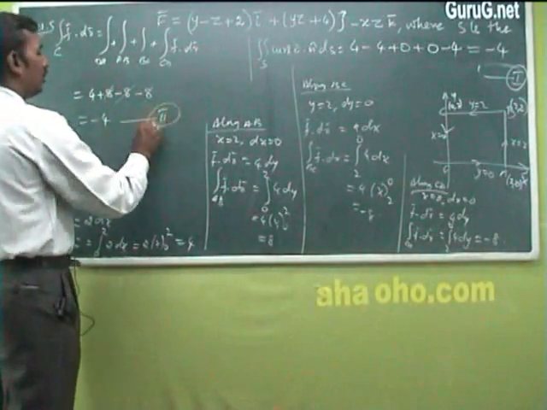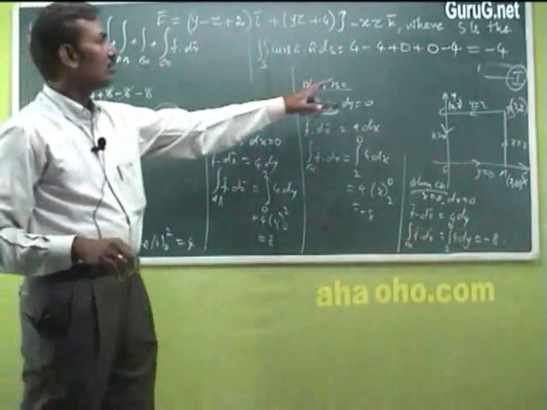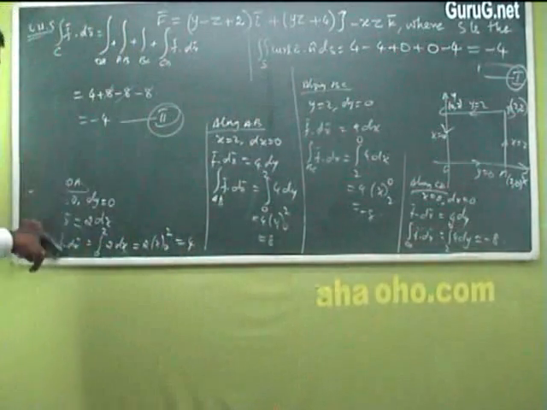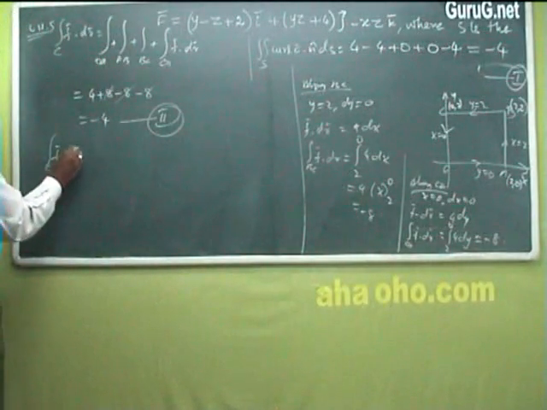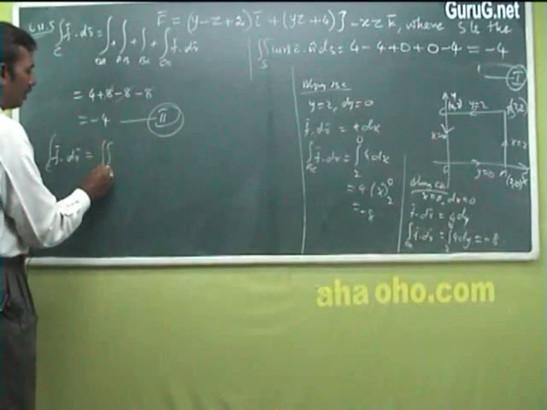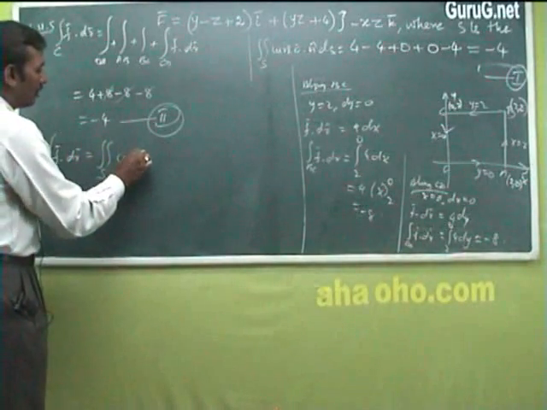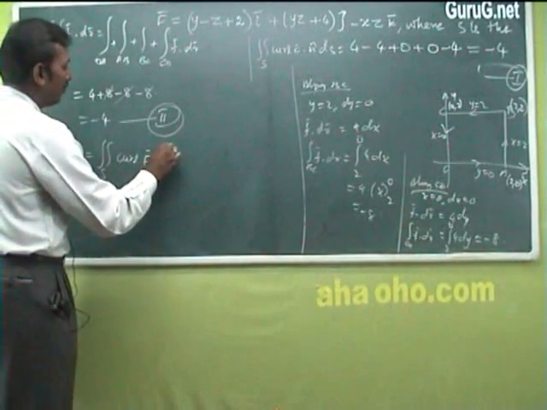So from 1 and 2, the equation 1 is also minus 4, right? Therefore from 1 and 2, the integral over C of F dot dr equal to the double integral over S of curl F dot n cap dS.